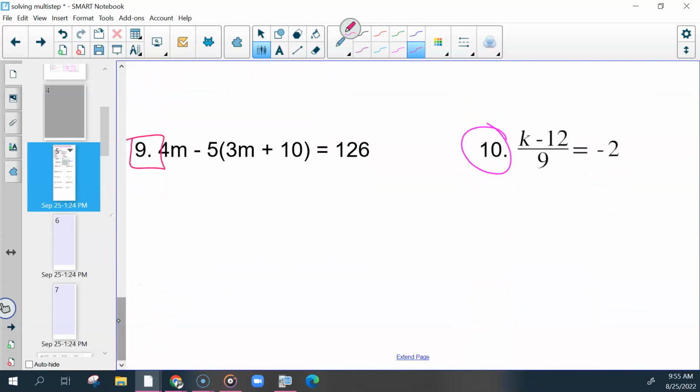Okay, so if we were starting with number 9, first step, distribute. So we have parentheses, we can distribute. We're taking this entire number, the negative and the 5, distributing it to everything in here. Everything else we're just going to keep bringing down. Make sure you do that, because if we lose something, our answer changes. So negative 5 times 3m would give us what? Negative 15m. I know it's simple math, I'm just making sure you guys are paying attention. Negative 5 times 10.